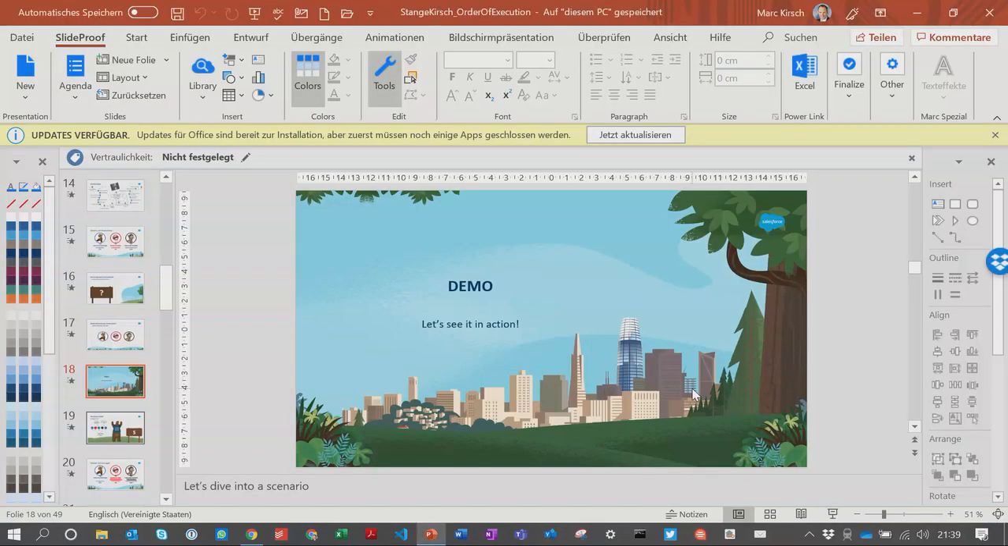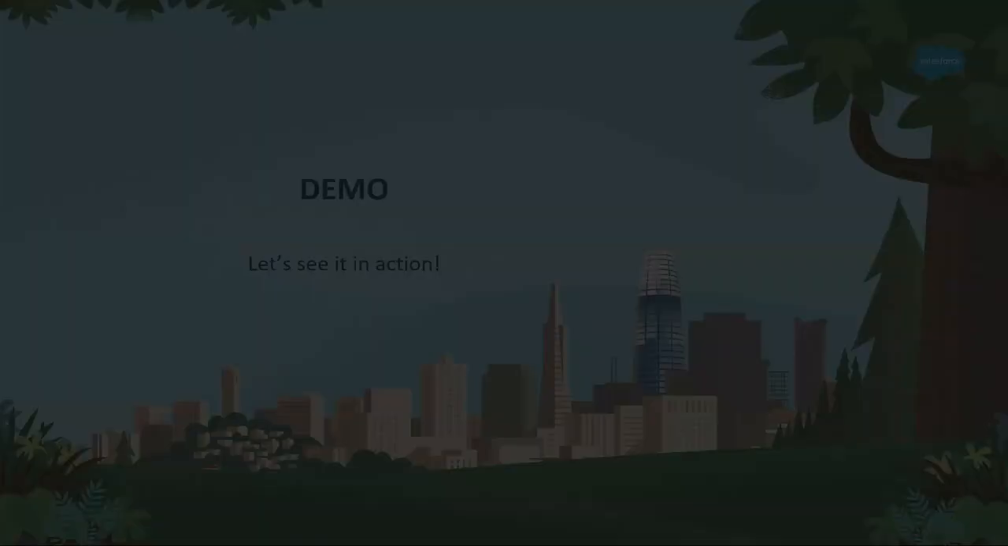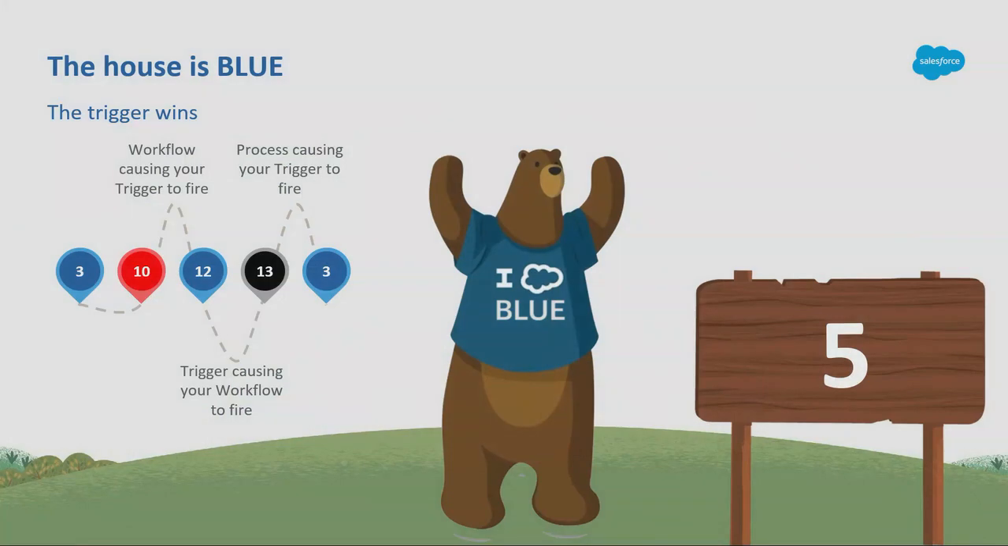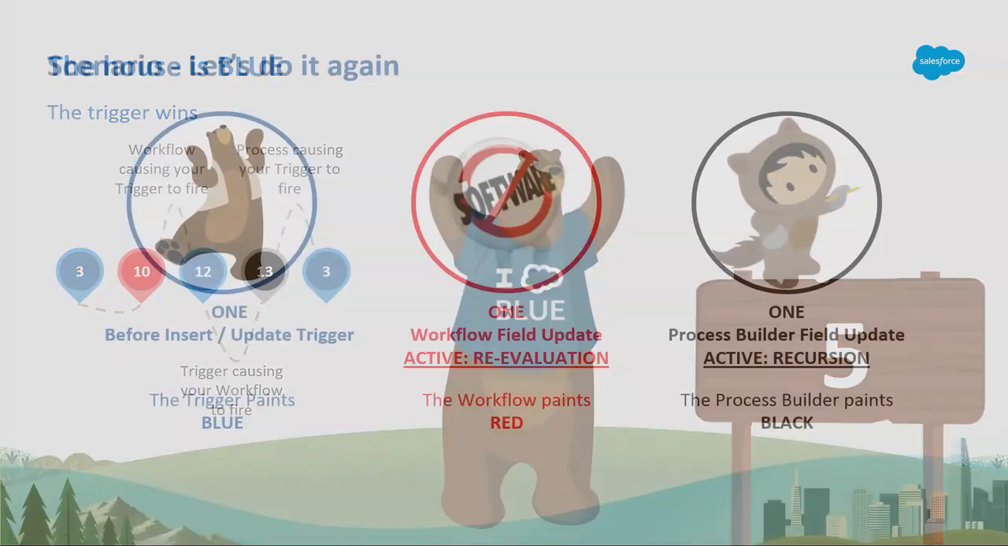And the key question is, why is it like that? And here's the point, why this goes in loops. It starts with a trigger, which is blue. Then the workflow field update starts. And then the trigger runs again, followed by the process builder field update, and fired the trigger again. So the trigger always wins. And that's by design. The trigger always wins. Whatever you have in a trigger, it wins.